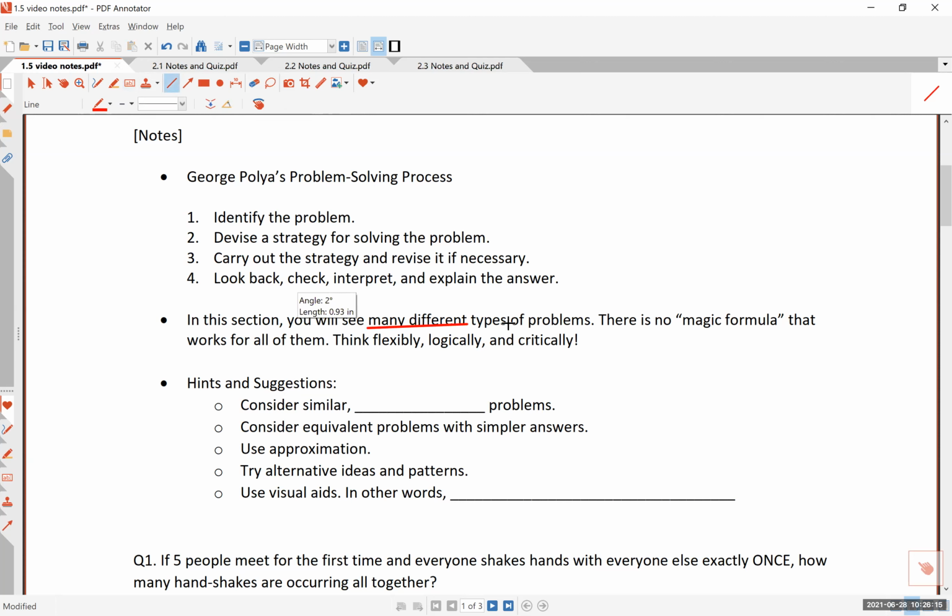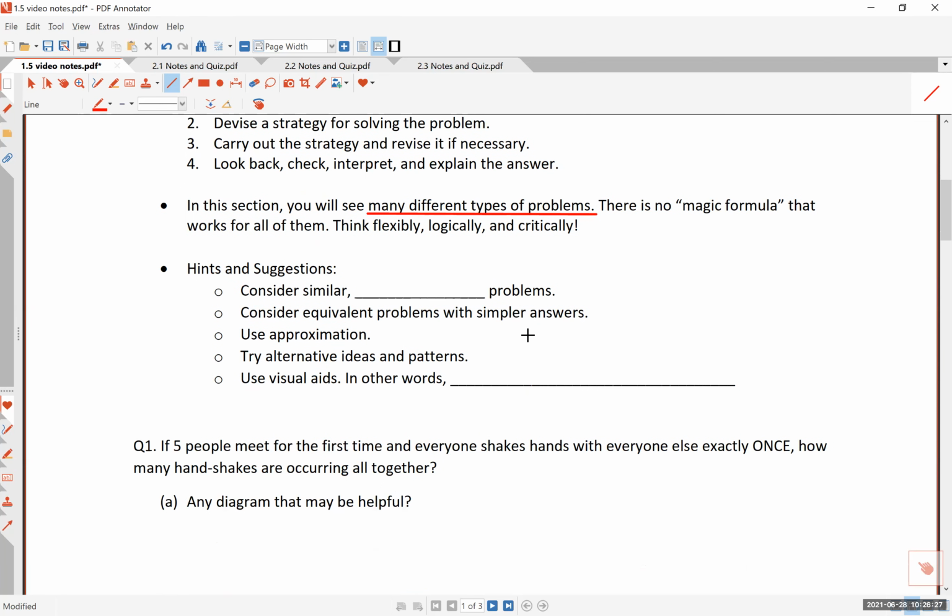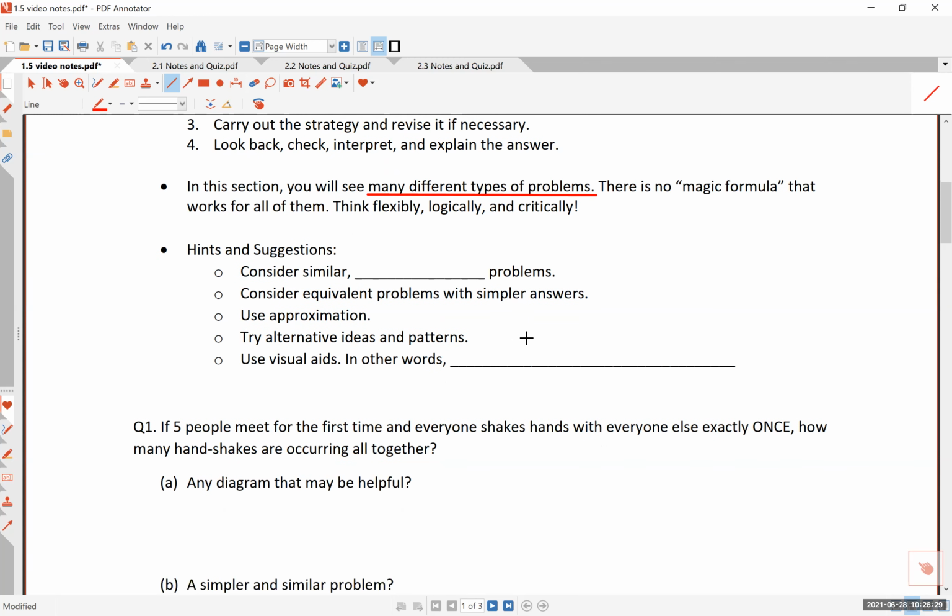Okay, now in this section, we'll see many different types of problems. Okay, so there's no magic formula. You just have to start thinking. Be flexible, be logical, and be critical, right? And so you have to basically sometimes think outside the box. Sometimes you have to do something else. So what do you do, right? Let me give you some specific hints and suggestions at this point.